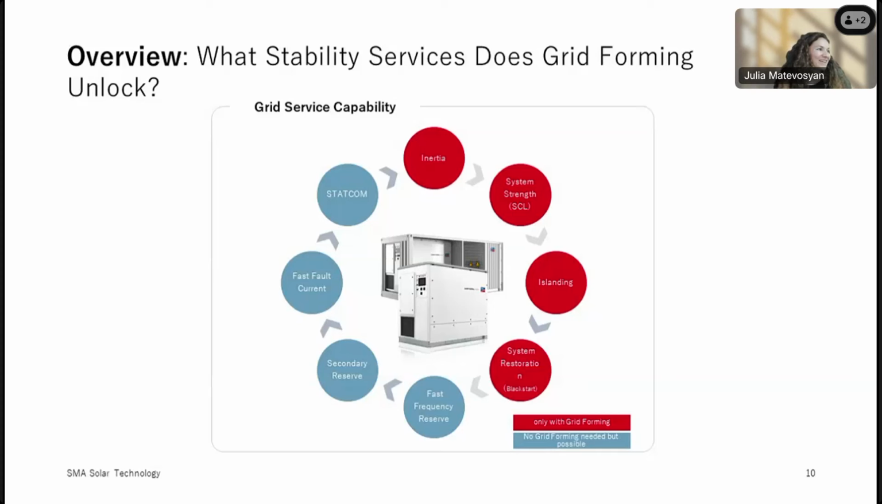Is there any difference between the physical inertia and the controlled inertia? Does controlled inertia have a duration limit or other limitations? I don't know if I understand the question correctly. Can you repeat it again?